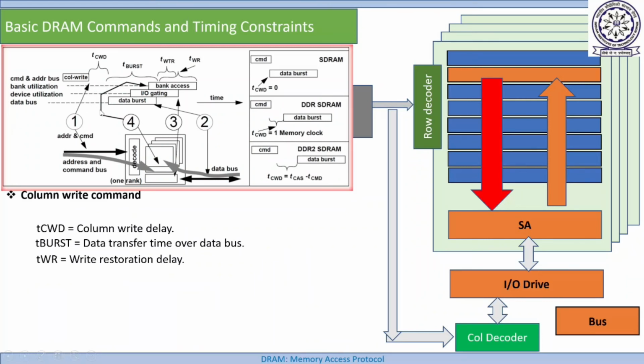After it is written on the data bus, it will take t burst amount of time to transfer the data from the controller to the memory or DRAM. After reaching the DRAM, it will take TWR time to go through this part and restore it back to the row. So this is how a column write command is performed in DRAM, and these are the timing constraints.